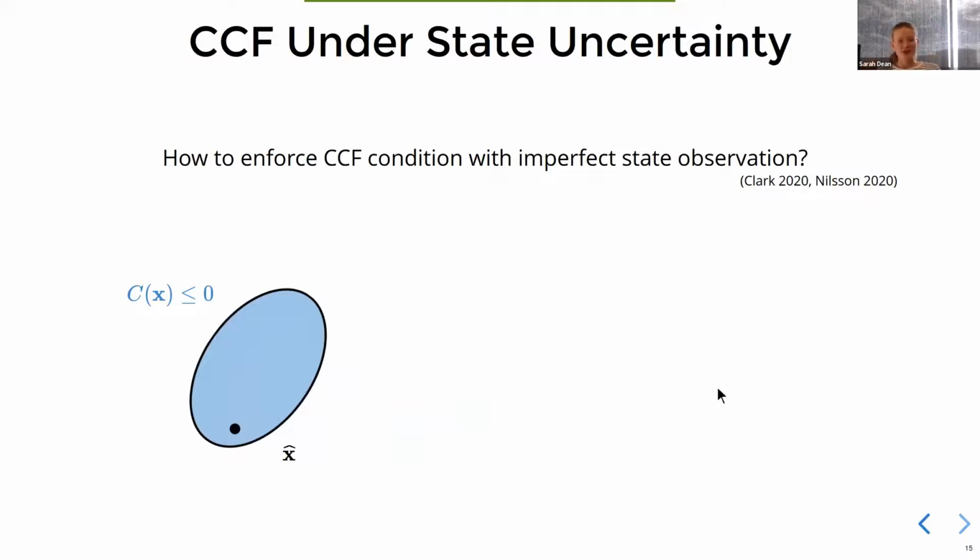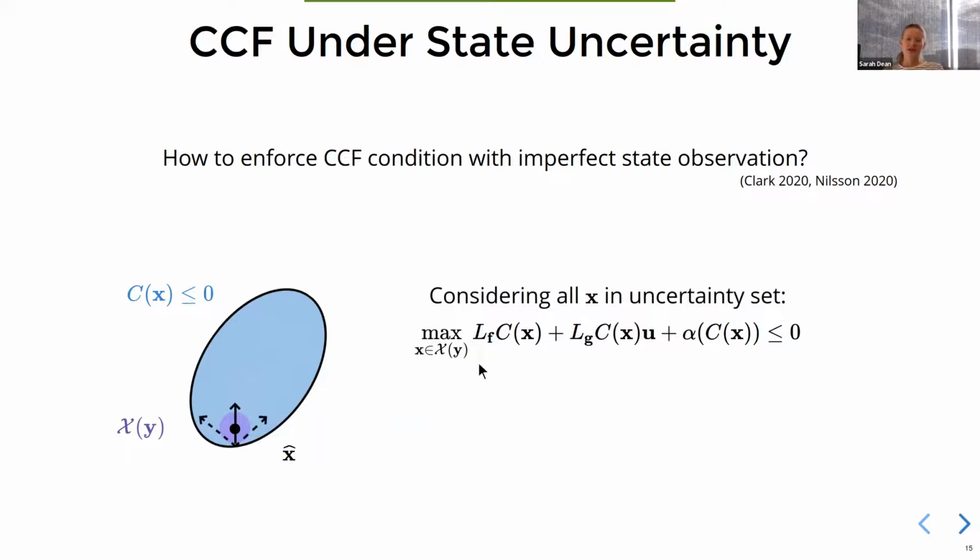So let's suppose that I do have these pointwise error guarantees and I have been able to learn from very dense data. How would I enforce the CCF condition with imperfect state observation? At a high level, our approach is to consider, based on the x hat we've estimated, the set of all possible x's that might have generated the measurement that we took. And so rather than enforce the condition precisely at x, which we don't observe, we can consider all x in the uncertainty set and try to guarantee a robust version of the constraint.